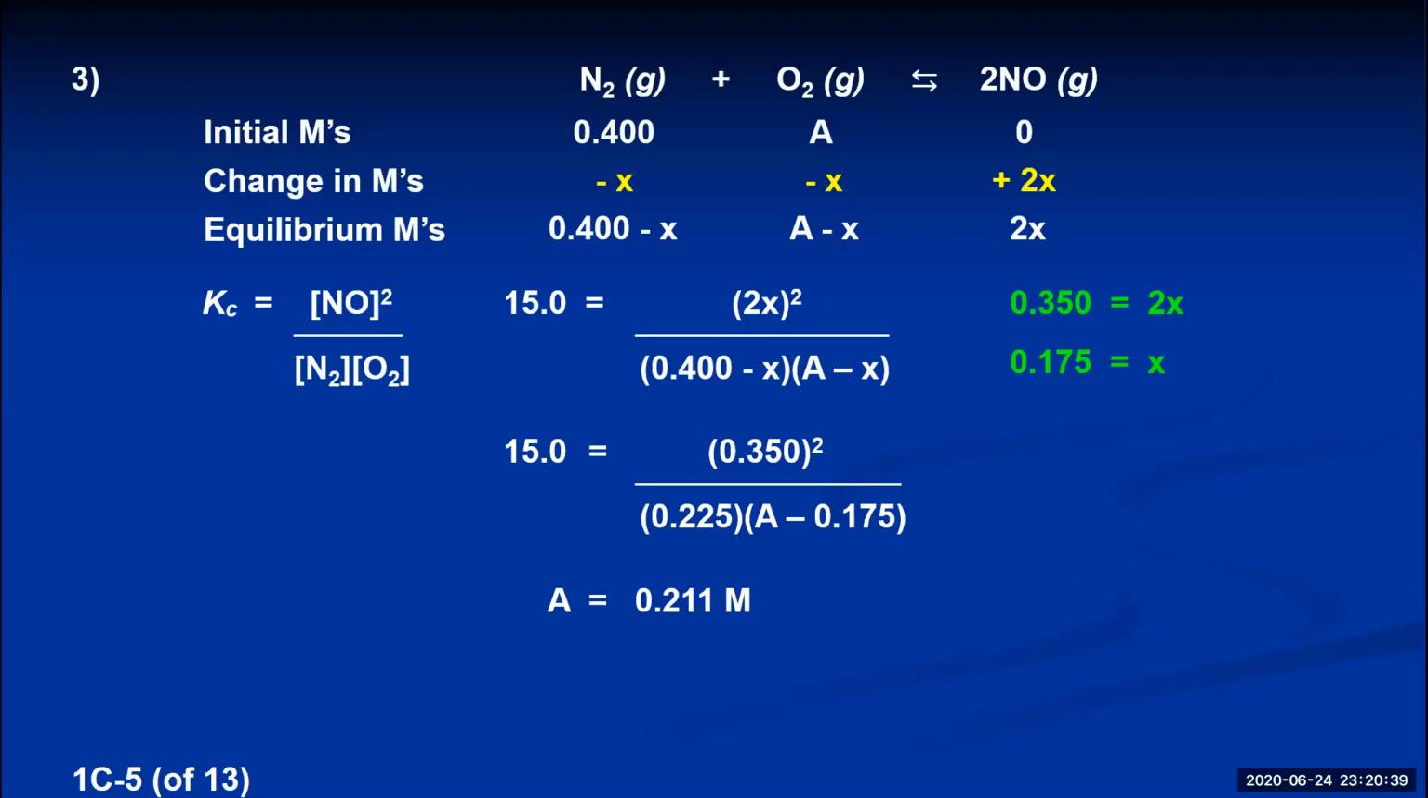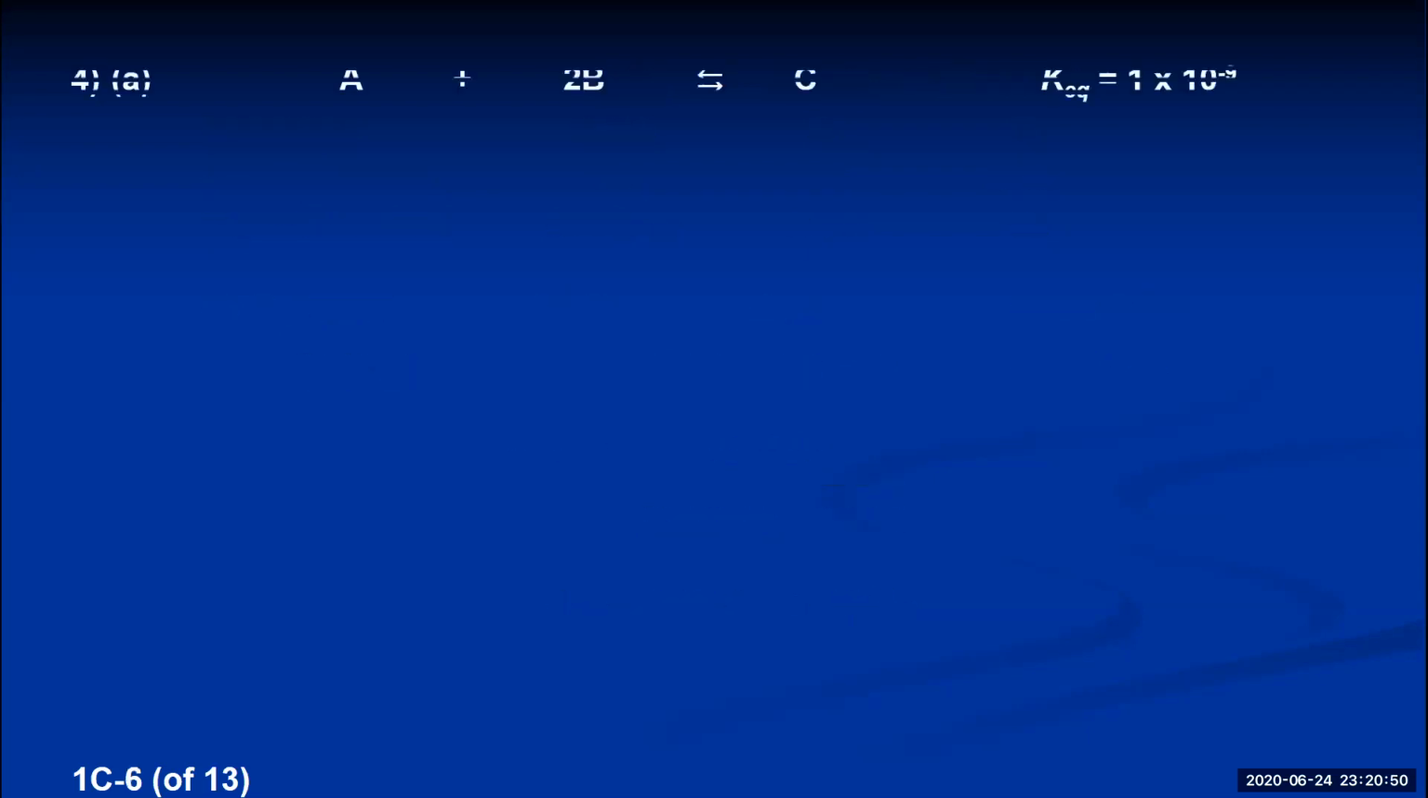Question number 4. Complete each of the following ice tables and tell if the x in the ice table will be a large or small number. So in number 4, the first question we have is the reaction between A and B forming C, and the equilibrium constant is 1 times 10 to the minus 9th. You need to recognize that's a very small equilibrium constant. And when you have a very small equilibrium constant, that means when equilibrium is achieved, you're going to have mostly reactants, not very many products.